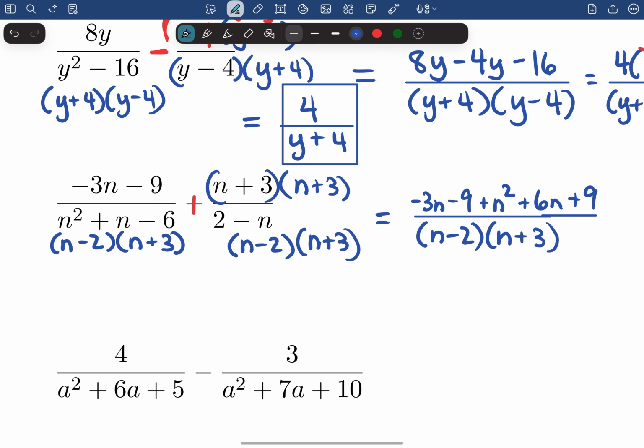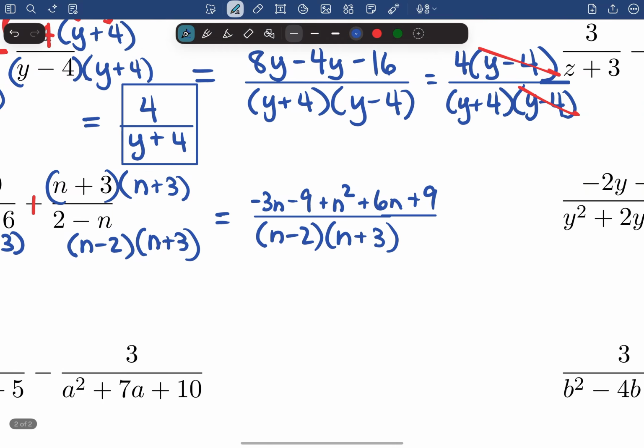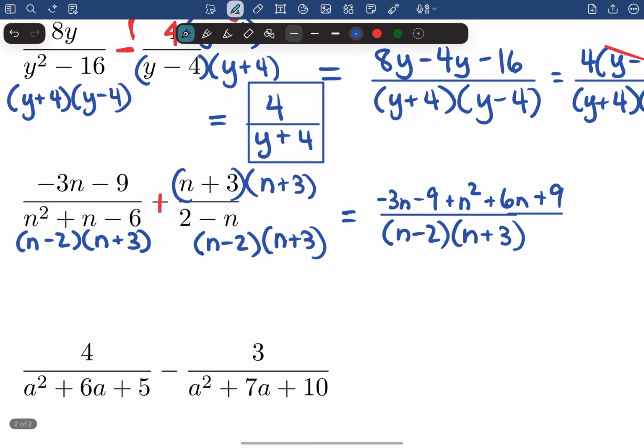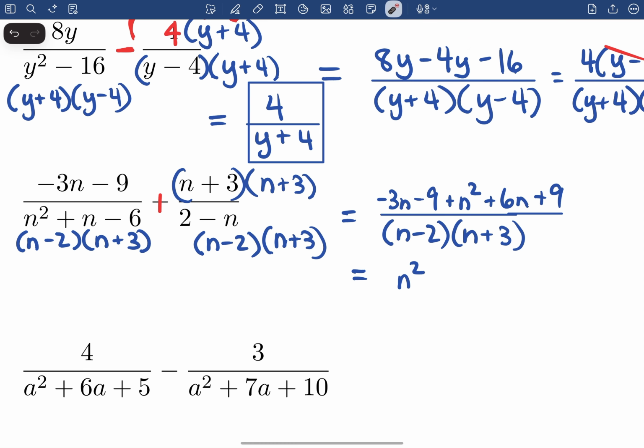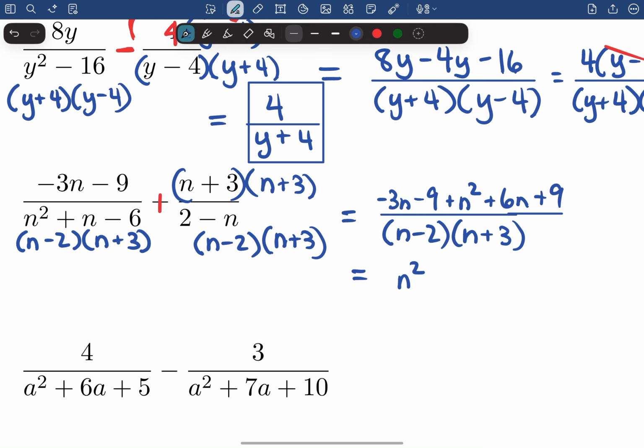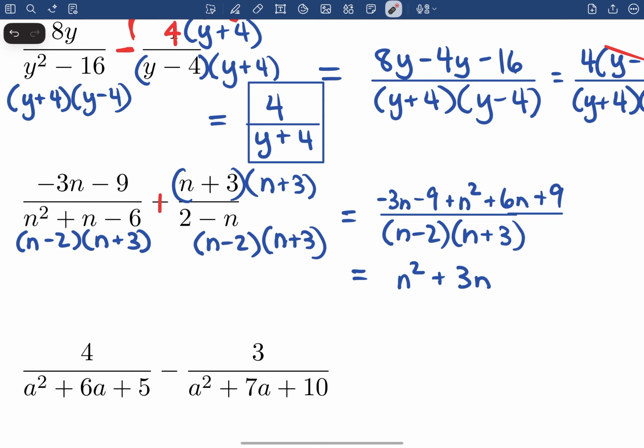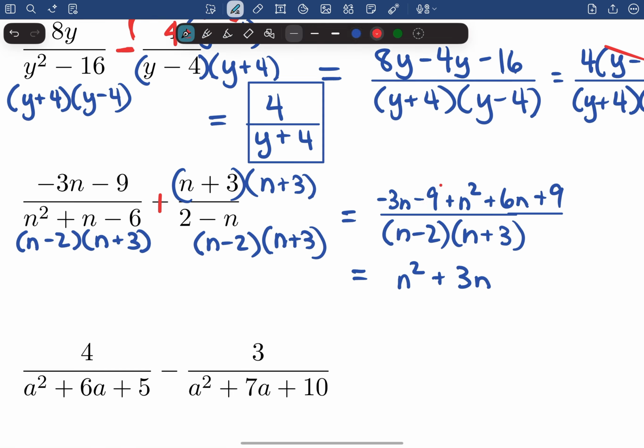And looking at the top, I notice that I can simplify this, right? I can combine like terms. I can clean it all up. So I'll do that. I've got a positive n squared. I've got negative 3n plus 6n. These linear terms make positive 3n. And I've got a negative 9 and a positive 9. Ooh, that's exciting. Let's get out my red canceling pen because negative 9 plus 9 cancels.